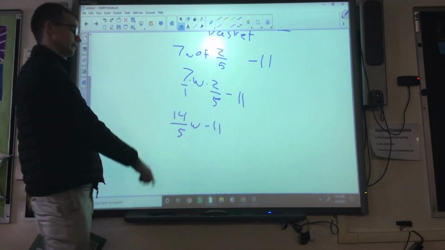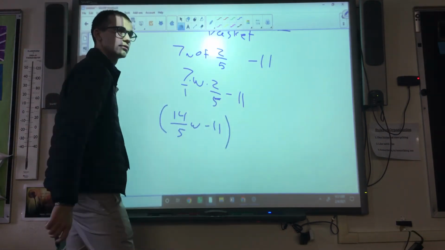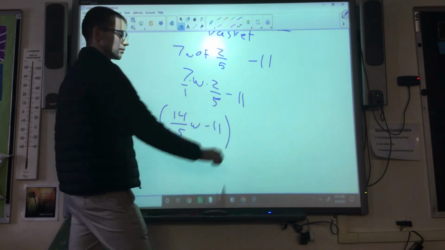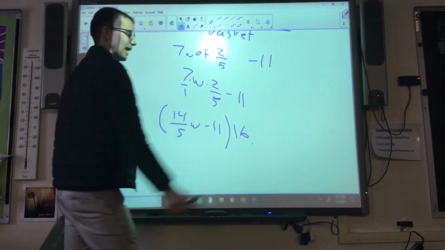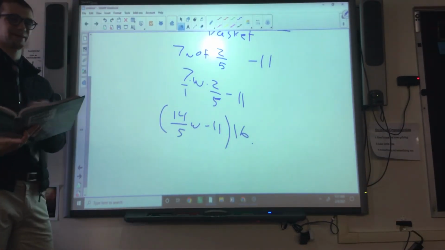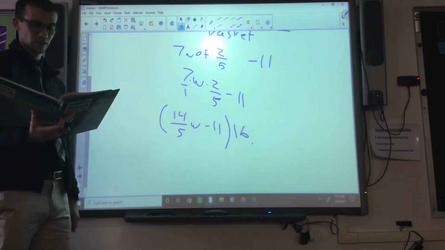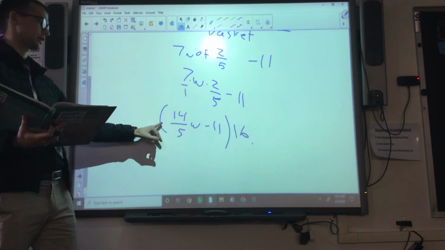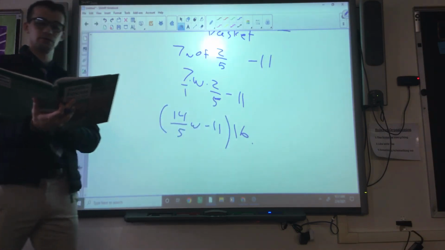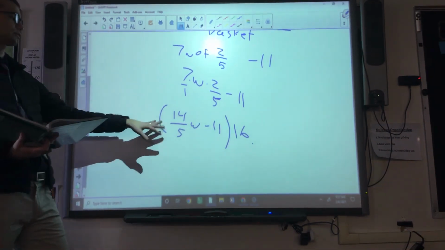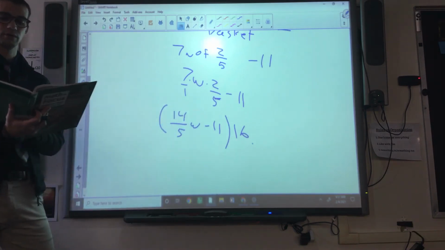And I have to put my label on, which is pounds. Basket is not a label. They didn't ask how many baskets there were. They asked what weight the basket can hold. It carries 14 fifths W minus 11.